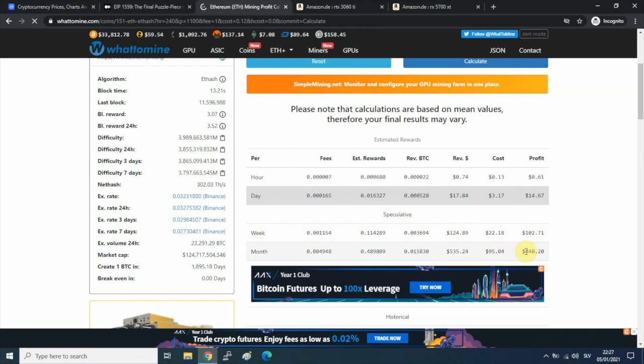Per month you get $440 of profit, and you have already paid $95 for electricity. So this $440 is your profit. This is really insane. This is good, guys.